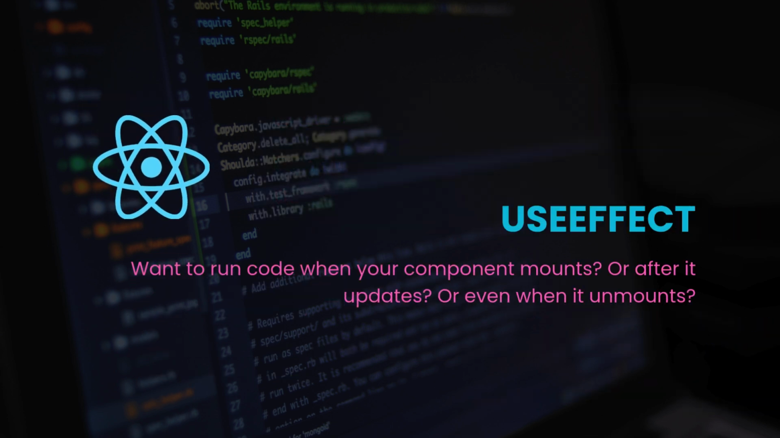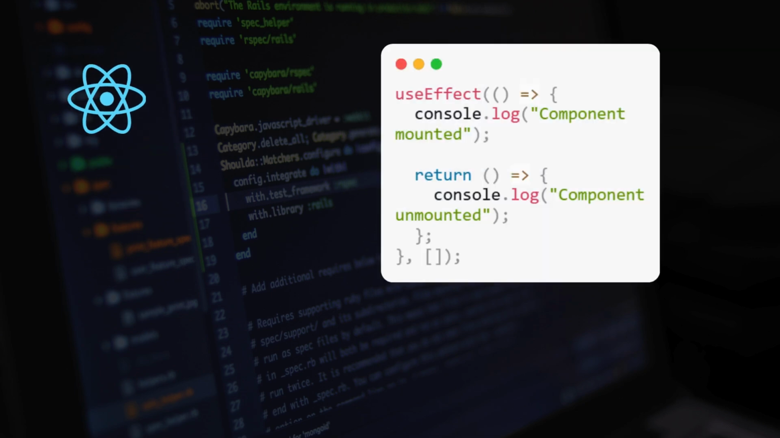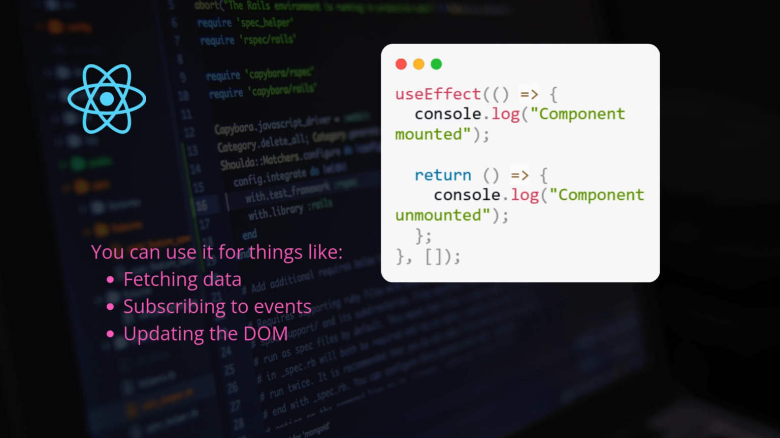Want to run code when your component mounts, or after it updates, or even when it unmounts? useEffect(() => { console.log('component mounted'); return () => console.log('component unmounted'); }). You can use it for things like fetching data, subscribing to events, updating the DOM. It replaces all the class lifecycle methods.